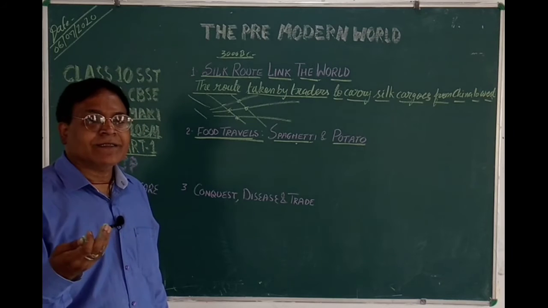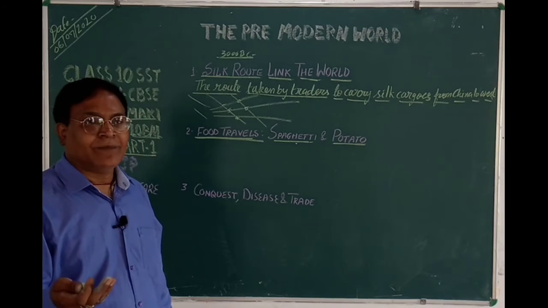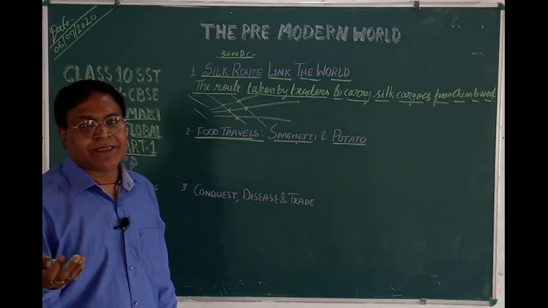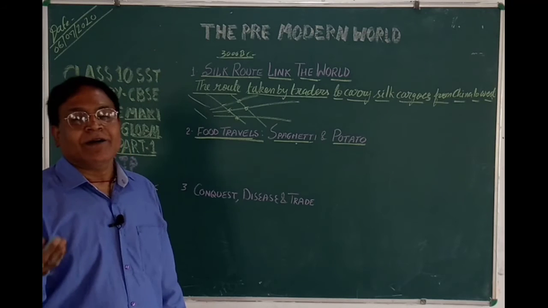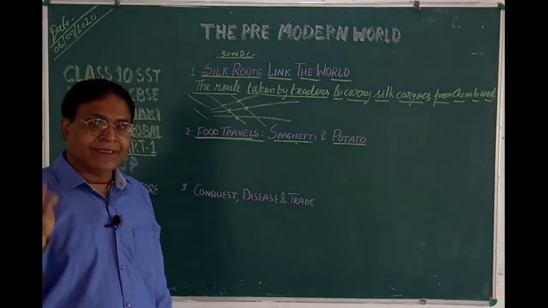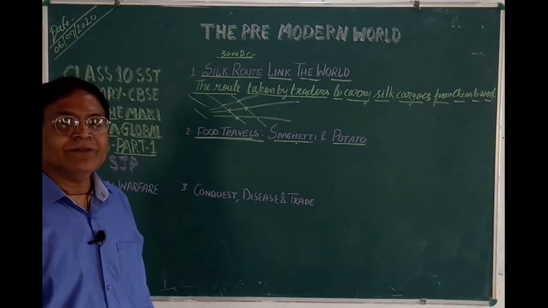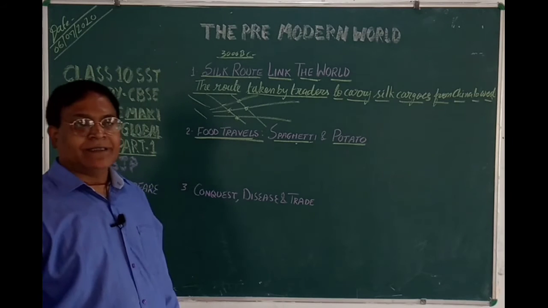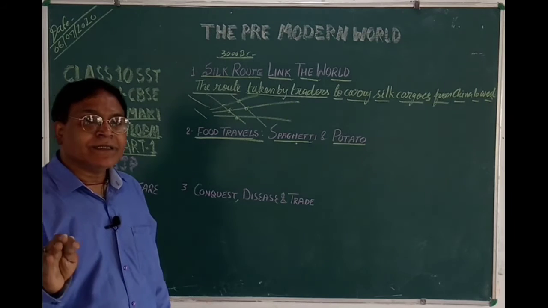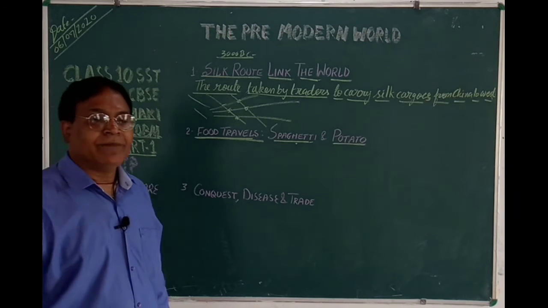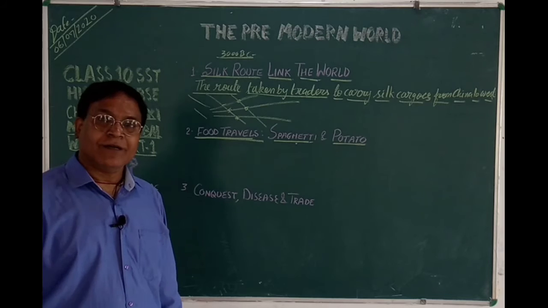Our ancestors, what they were eating: soya bean, mustard, wheat, rice, maize, pulses, all these items, they came from America. We in India, nobody knew about this. Potato also came from America.